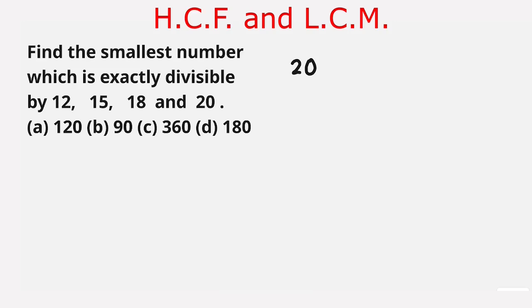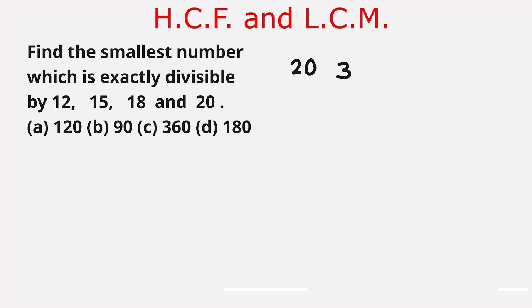20 is the largest number out of these four numbers, and 20 includes 4, which is the multiple of 12. So the remaining number is 3 out of 12. 20 includes 5 of 15 and remaining is 3, which is also 3 of 12. So now we don't need any factor of 15 to be multiplied to 20.